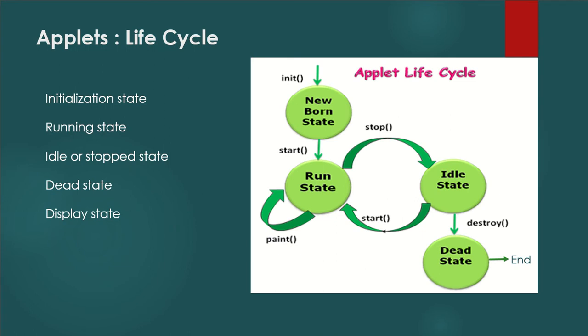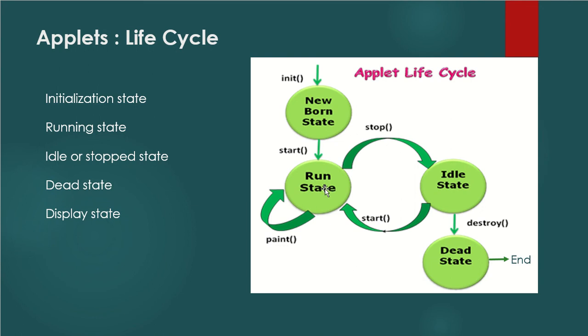Let's see the life cycle of an applet in detail. As you can see in the figure, this is the life cycle of an applet. Using the init method, an applet enters into a state called newborn state, that is, it is ready for execution. When it is under execution, it has to come to the run state, and the start method will change the state of an applet from newborn state to run state. If you have any mechanism or anything to execute, then you'll have to use the paint method. Remember, a paint method will never change the state of an applet. It will continue to be in the run state itself.